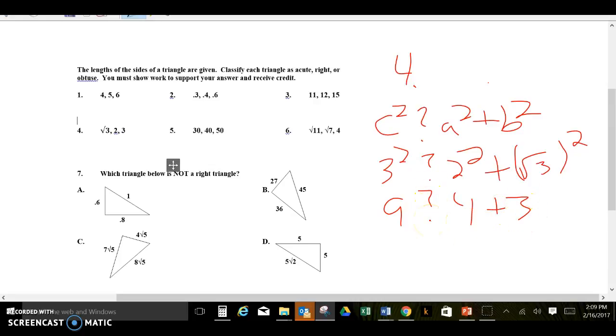So 4 plus 3 gives me 7, and then we got 9 on the left side. 9 is greater than 7. So if 9 is greater than 7, we say it's obtuse. It's an obtuse triangle. All right, so that's how you would do number 4.